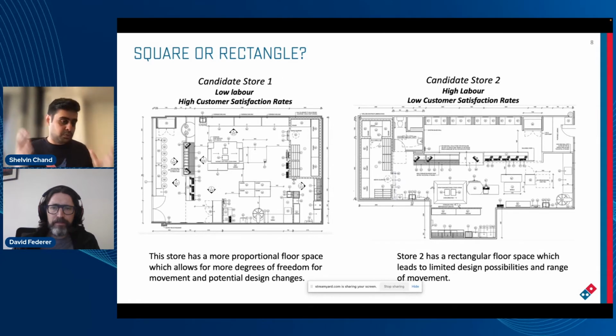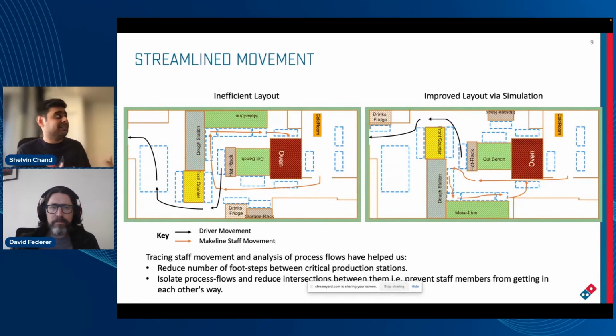We found that, going forward as a business rule, we want to focus more on proportional floor spaces, and also more compact floor spaces. And again, tying into that, the next step that I mentioned earlier is that we want to optimize the layout of the store itself. But at its core, we want to make sure that the staff members within the store are moving in a more streamlined way. So we want to reduce the number of footsteps that they take to complete an order, and at the same time, we also want to make sure that they don't get in each other's way when completing an order.